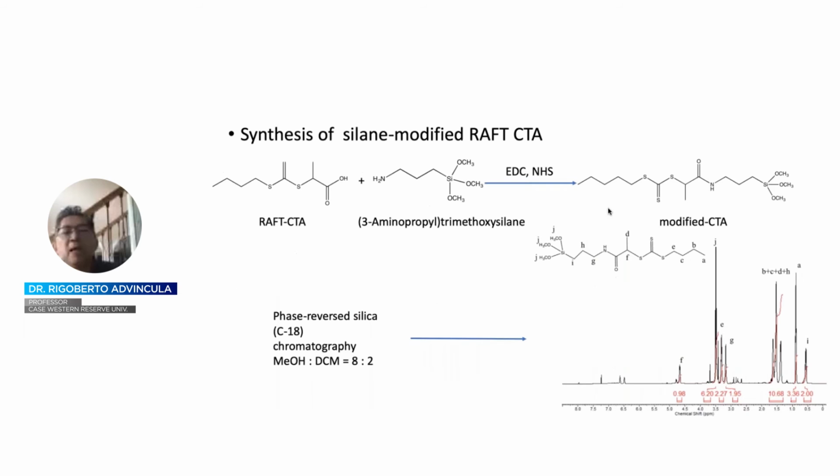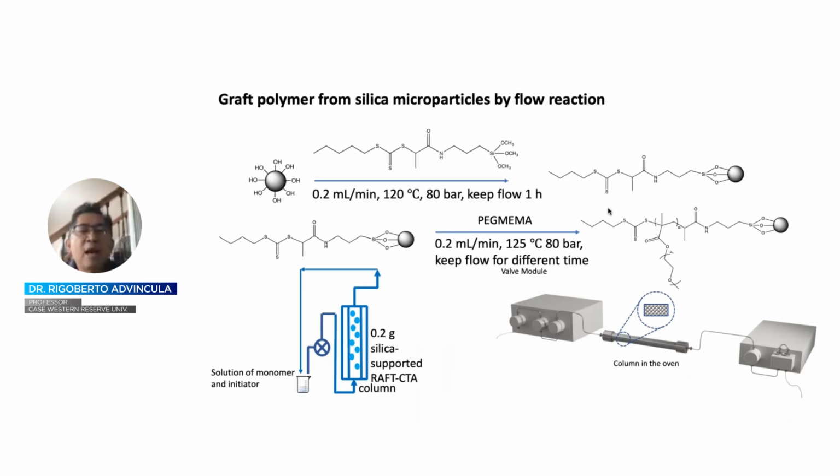So to demonstrate this work, we first synthesize a chain transfer agent that can be grafted on the surface, as shown in this simple amidation reaction. We then grafted the silane in a flow reactor setup. So as shown here, we introduced this on a bed of microgel, or rather silica particles.